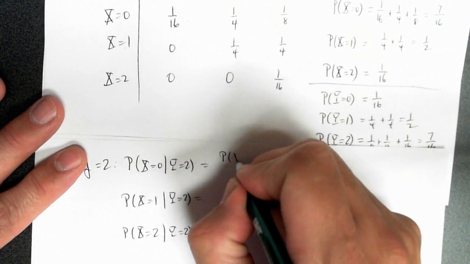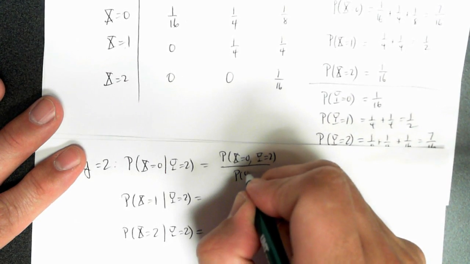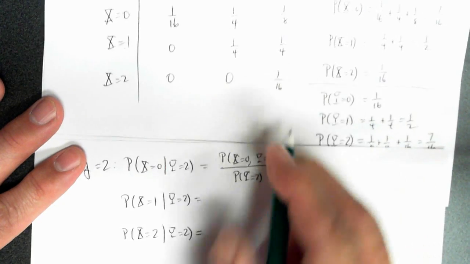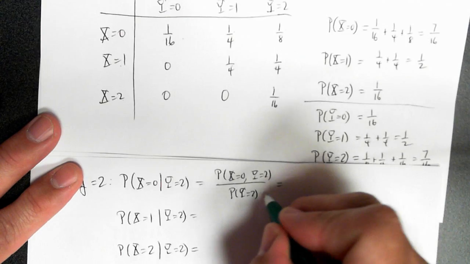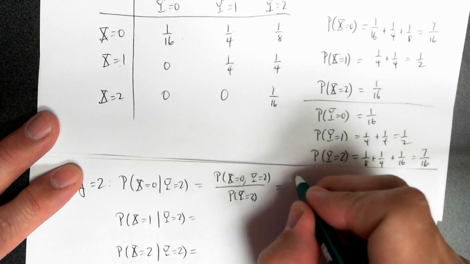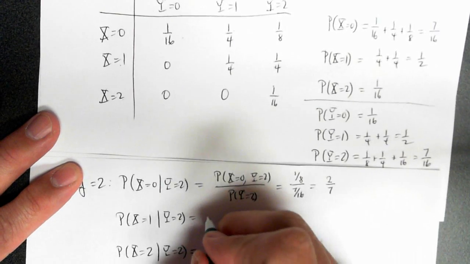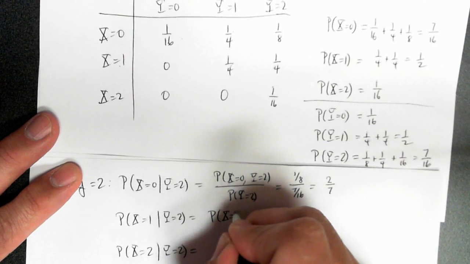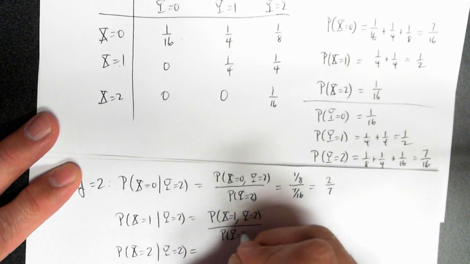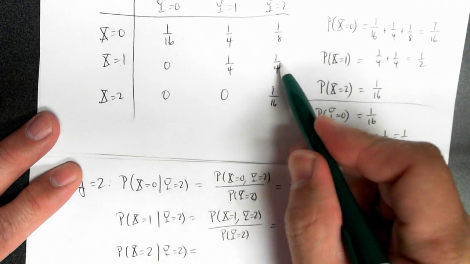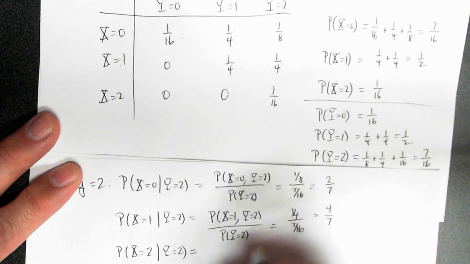So that's the probability that x equals 0 and y equals 2 divided by the probability that y equals 2. That's 1/8 divided by the chance that y equals 2, which is 7/16. So 1/8 divided by 7/16 works out to be 2/7. The next one is the probability that x equals 1 and y equals 2 divided by the probability that y equals 2. So that'll be 1/4 divided by 7/16, for 4/7.